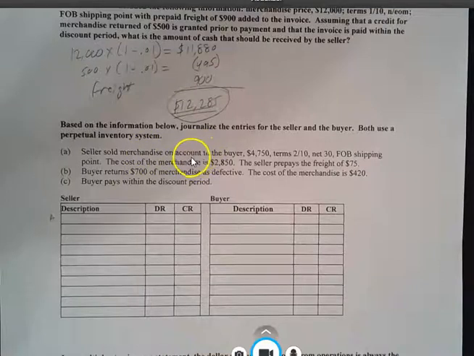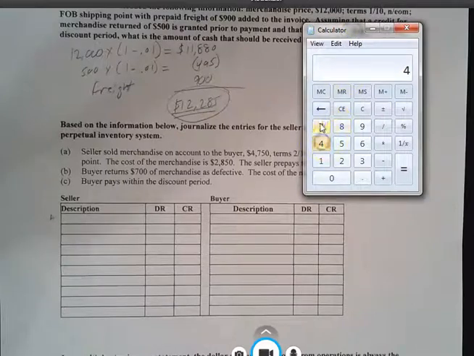Seller sold merchandise on account to the buyer. List price is $4,750. Terms 2/10, net 30. FOB shipping point. The cost of the merchandise is $2,850, and the seller prepays the freight of $75. Okay. So 2% discount, we better take that for sure. Well, the buyer better take it. So that means the seller's not going to get the full $4,750. Instead, we're going to multiply by 0.98 because it's a 2% discount. And that gives us $4,655.